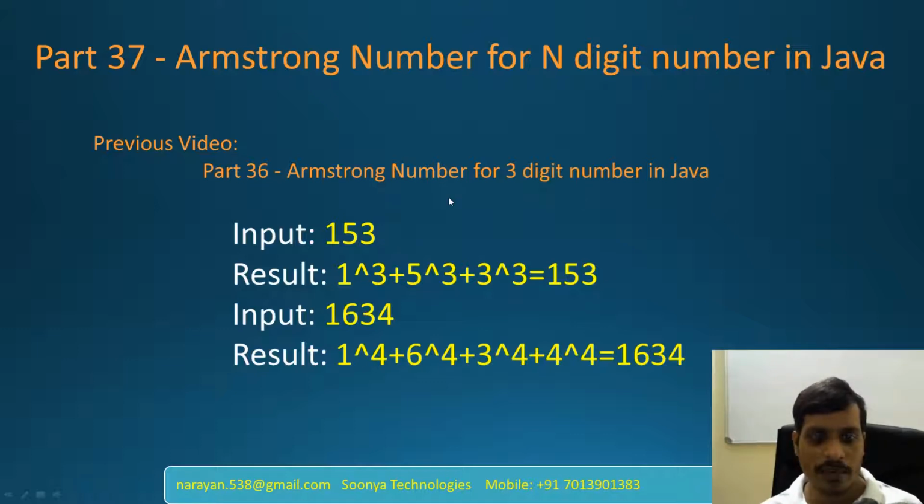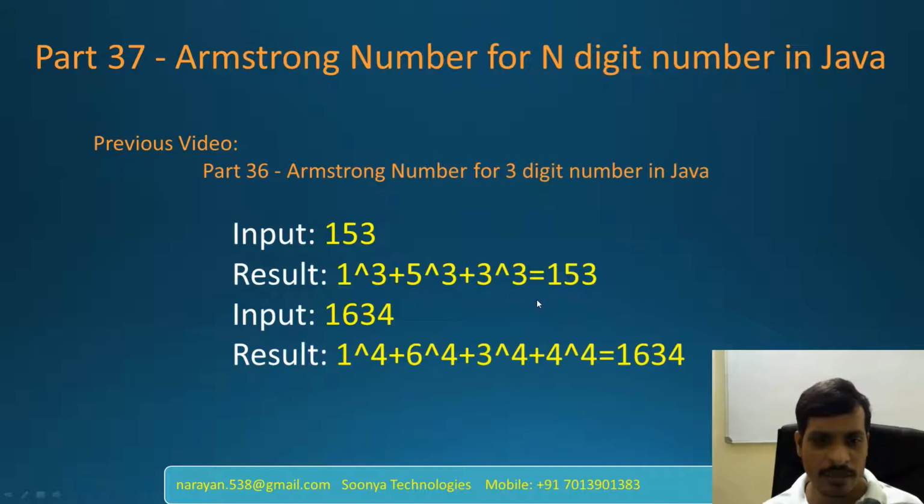What is the Armstrong number? Here we have 153. First we need to get individual digits like 1, 5, 3. This number contains 3 digits. So we need to do sum of cubes of individual digits equal to 153. Here 1 cube plus 5 cube plus 3 cube equal to 153. So 153 is Armstrong number.